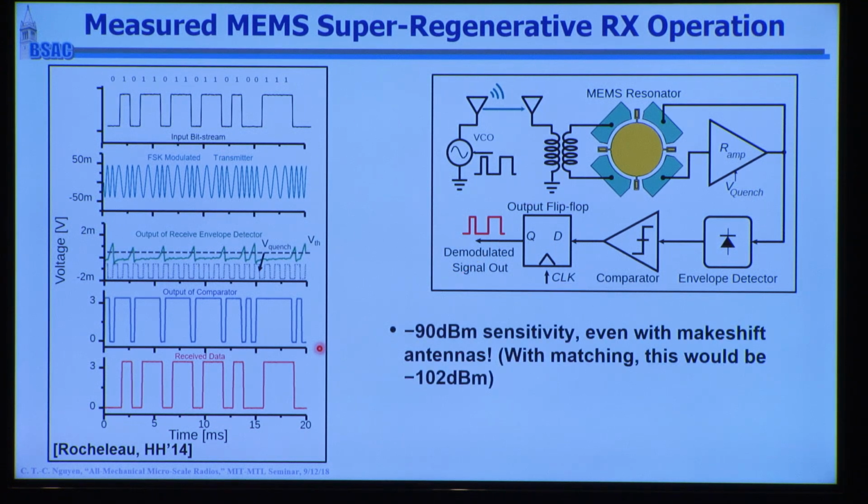And it did this with a sensitivity of minus 90 dBm, okay, which is not bad. The antenna actually was not matched to the device because this device didn't have small enough gaps. So if it were matched, this could have been minus 102 dBm. That's now getting on the order of cell phone type sensitivities.